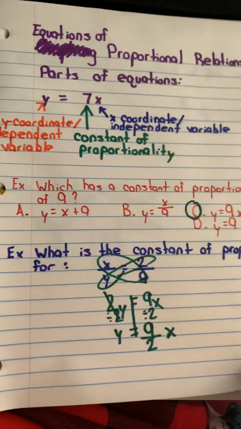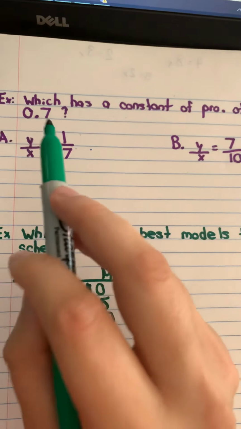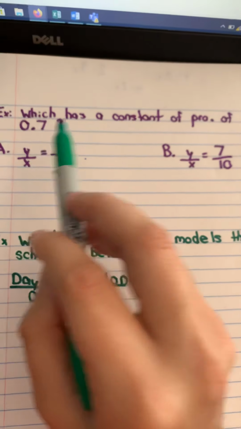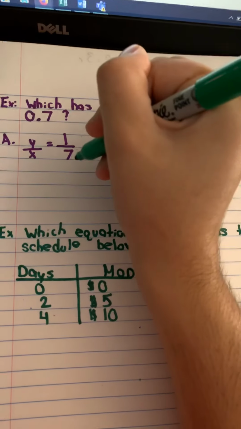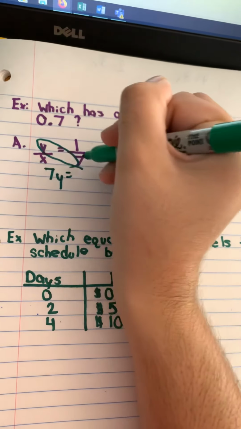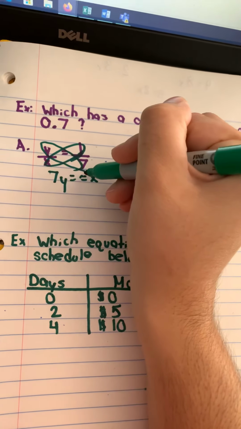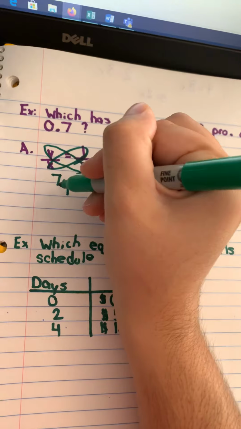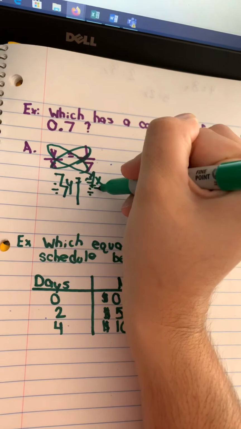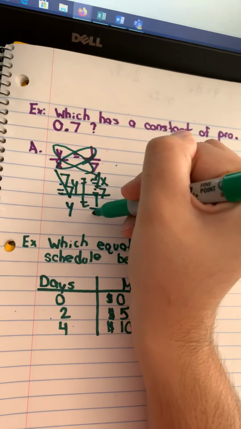For my next one, I have which has a constant of proportionality of 0.7. So I have two different equations right here. And again, I want to see which one has a constant of proportionality of 0.7. So I'm going to do the same thing I did last one. Y times 7, which gets me 7y. 1 times x, which gets me x. I can write 1x, it doesn't matter. I want to divide by 7 on both sides, because remember, you want to get that y by itself. Divided by 7, divided by 7. 7's cancel out. I'm going to put y equals 1 over 7x.